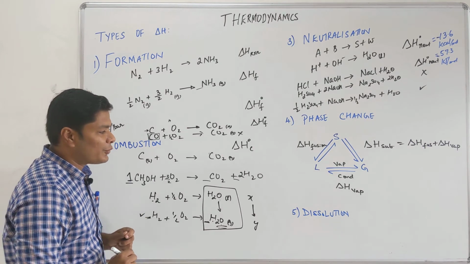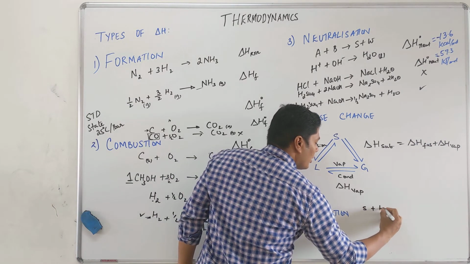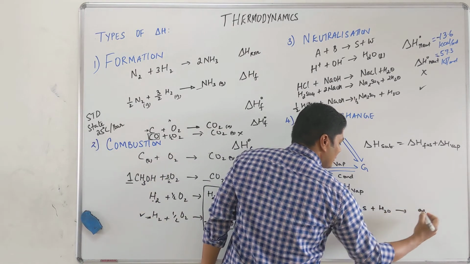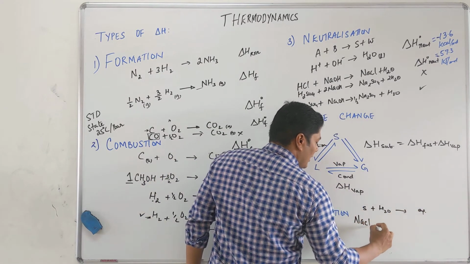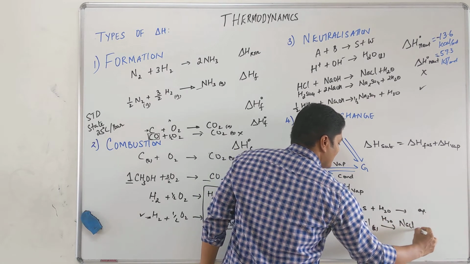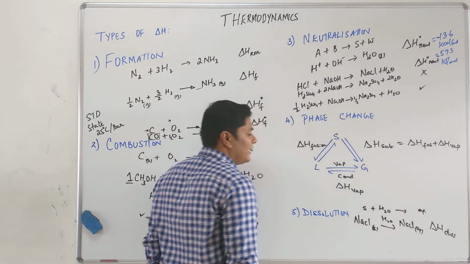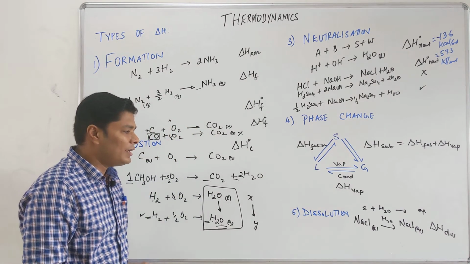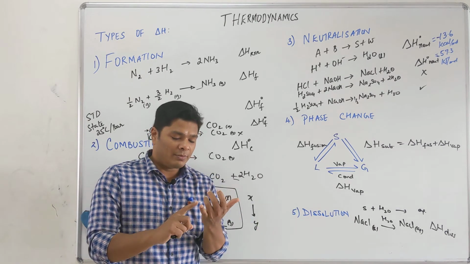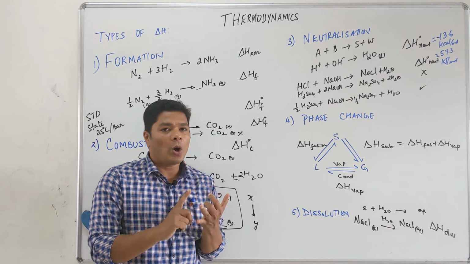The last is dissolution. Dissolution is very simple. You take a solid, you put it in water or any given solvent of your choice. Okay. You form an aqueous solution. For example, NaCl solid, I put it in water, it becomes NaCl aqueous. The enthalpy associated with this is called delta H of dissolution. Similarly, sugar, when you put some solids in water, it becomes cold, some when you put it becomes hot. So delta H of dissolution can be exothermic or endothermic.